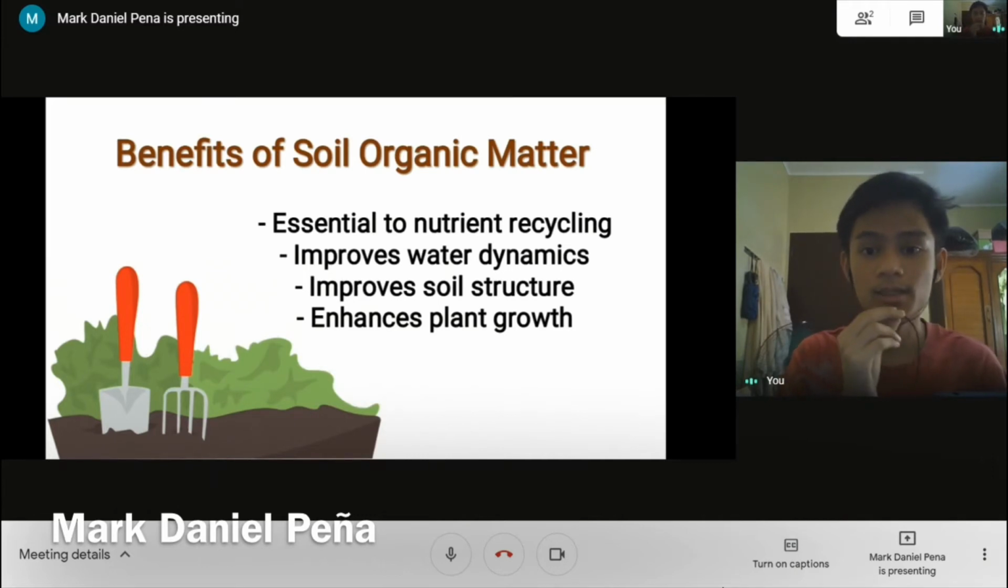Next is it improves soil structure. Organic matter reduces crusting, especially in fine textured soils, improves aggregation, which prevents soil erosion, and prevents compaction, which maintains aeration in the soil. Last benefit of soil organic matter is it enhances plant growth.